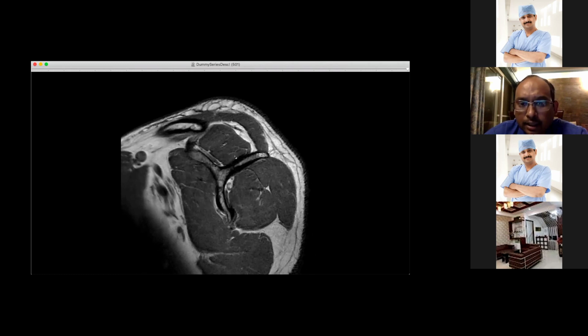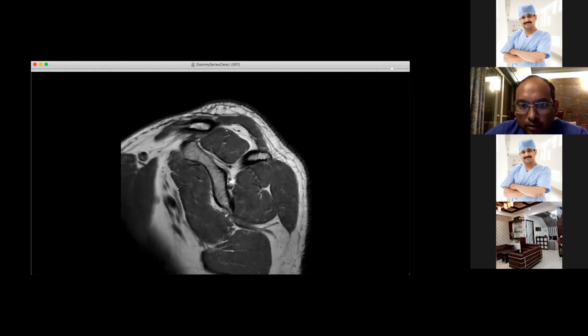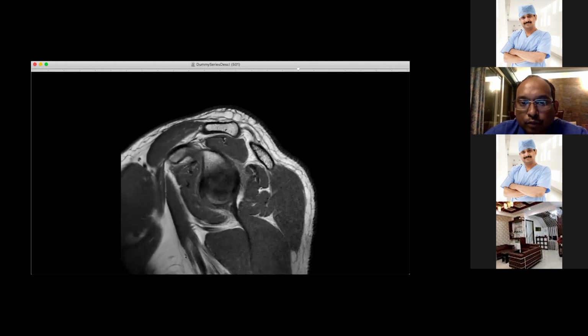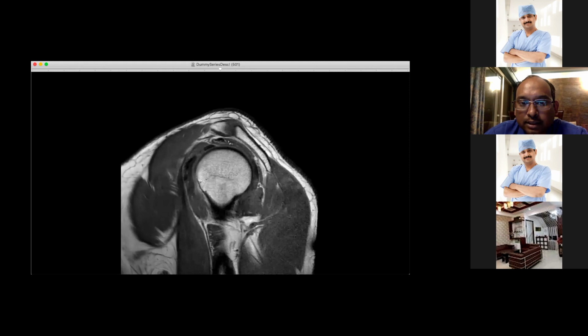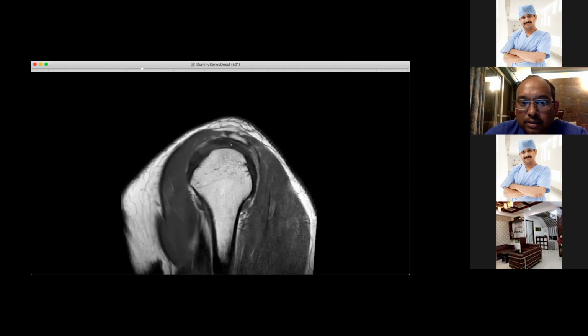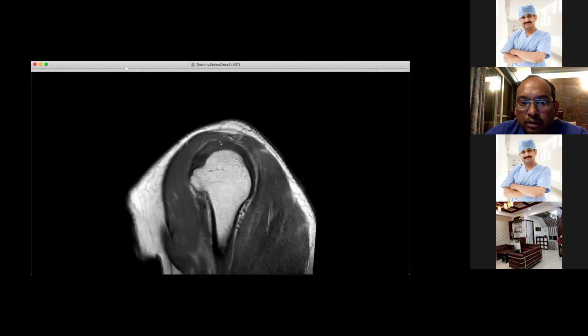We can see that the muscle is occupying the whole of this Y area, and there is also a bulge which is convex superiorly, which implies that the muscle bulk is absolutely normal. Again, moving from medial to lateral, we can see that this is the supraspinatus, and this is getting inserted to the superior aspect of the greater tuberosity.